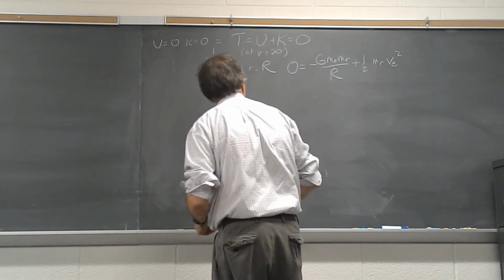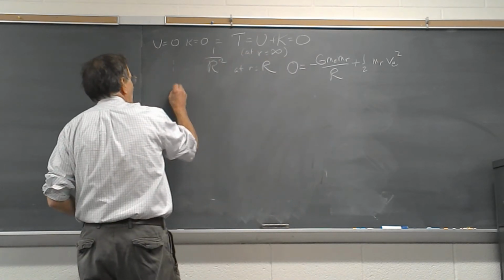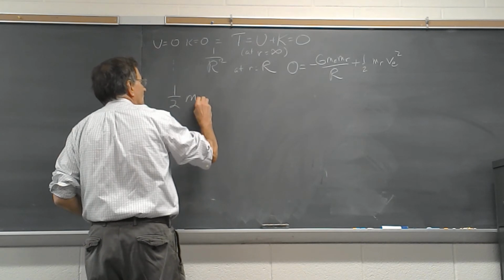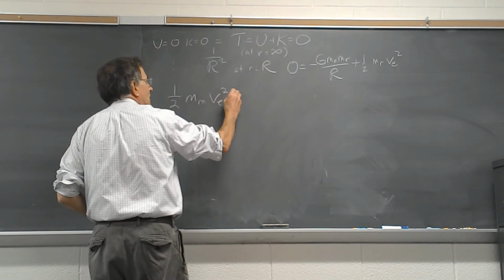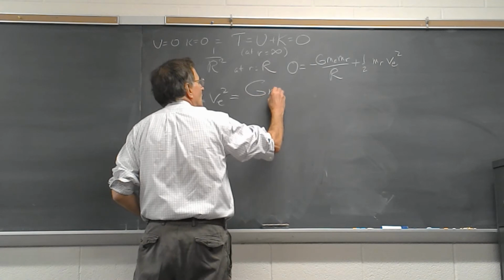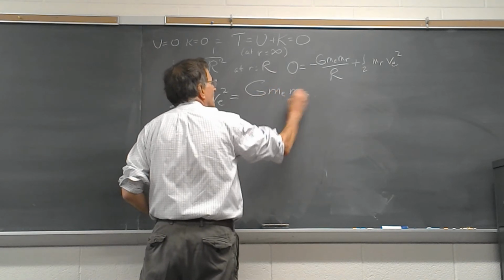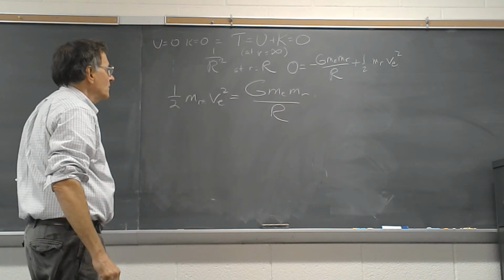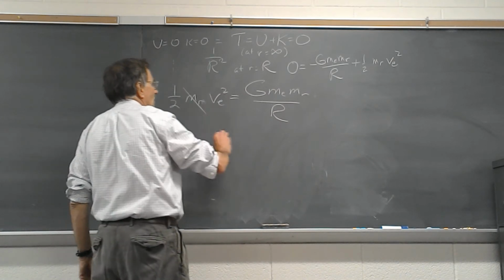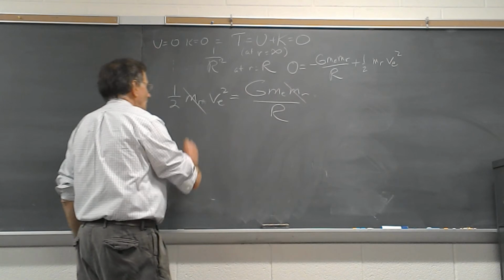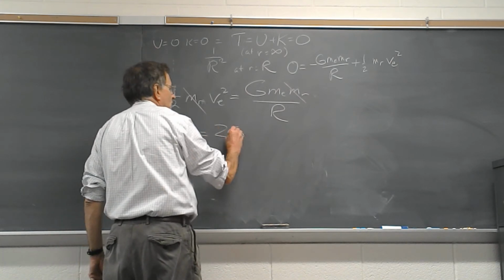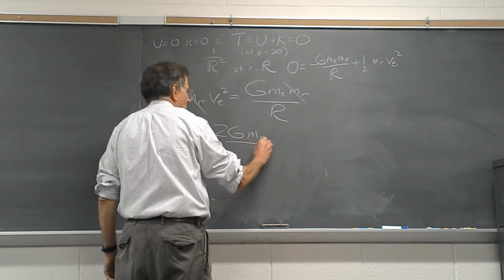And I'll write it all down here because, well, first let me simplify. 1/2 M rocket VE squared equals G ME M rocket over R. That's what I'm saying, and that's looking good. I can now factor out M rocket there. So I have an expression: VE squared is going to be 2 big G ME, mass of the Earth, over R.